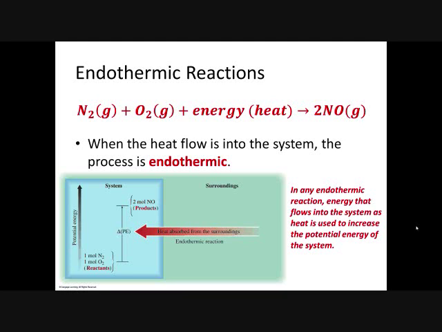So in any endothermic reaction, the energy that flows into the system as heat is used to increase the potential energy of the system. Okay, so just reviewing endothermic, exothermic, systems, surroundings, all of those terms are going to be used in the activity that we do, which is a POGL, and so knowing those is good.